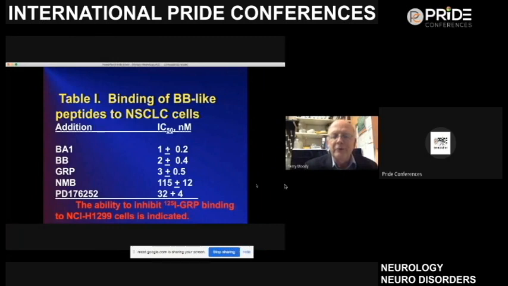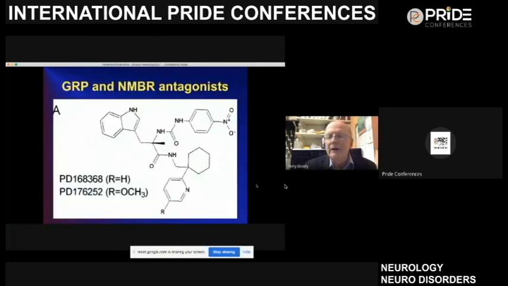PD-176-252 was synthesized by using colleague of the United. And this is actually a tripeptide with tryptophan in the middle. And on the upper right, we have a benzene ring with a nitrate. And at the bottom right, we have a pyridine ring with an artery. For the two receptors, PD-176-252 has an oxygen. For the one receptors, 168-368 has a series.